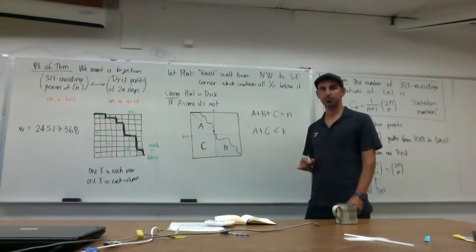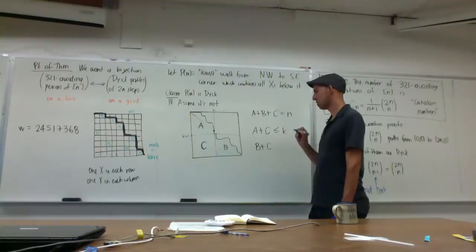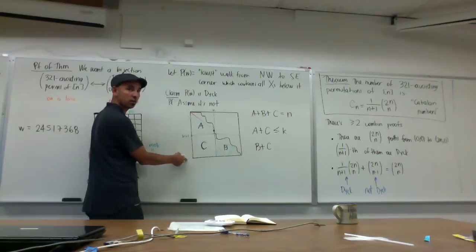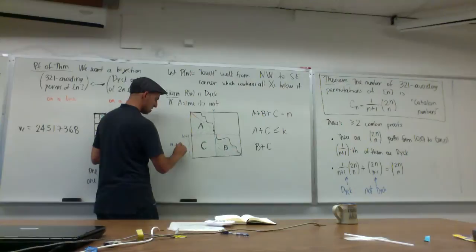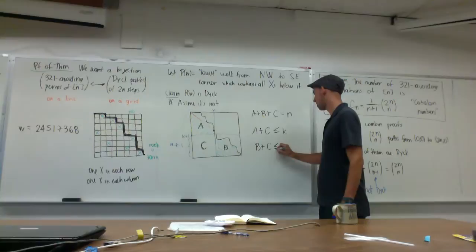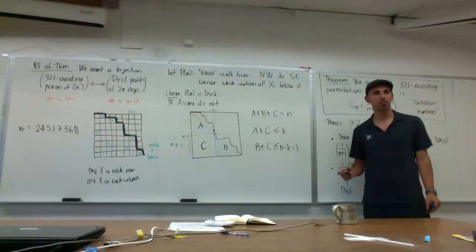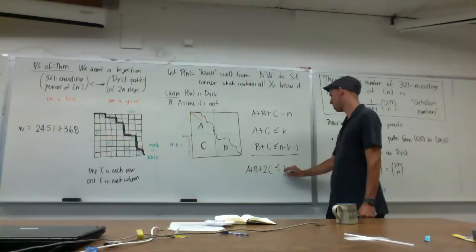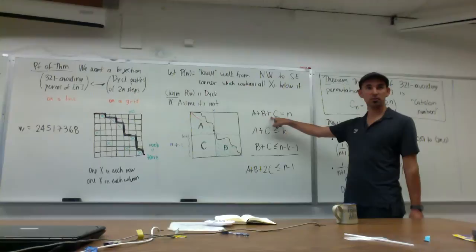Now what about B plus C? The cells of B and C are in the last rows. How many rows do I have here? From k plus 1 to n, I have n minus k minus 1 rows among B and C, and these X's cannot attack each other. They all have to be in different rows, and so the number of them is at most this. So what happens when I add these? I get that A plus B plus 2C is less than or equal to n minus 1. But A plus B plus 2C is bigger than or equal to n, which is my contradiction.